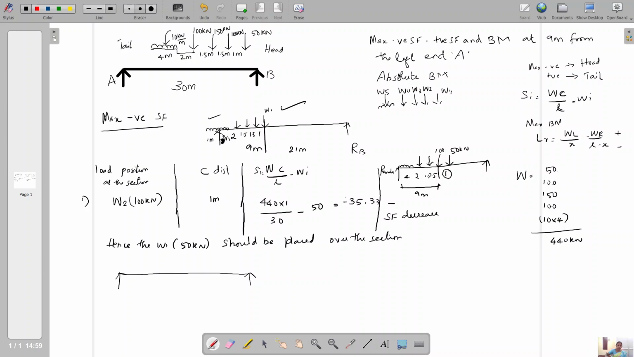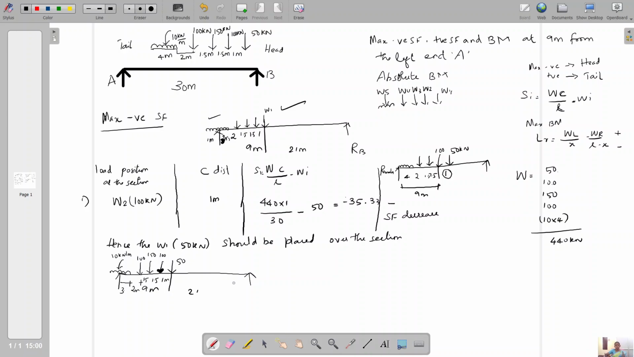So this diagram you can use. Mark the section 9 meter, 21 meter. Place 50 kilonewton and the next loads, the third and fourth load, and some portion of the UDL will be beyond the section. This span is 3. Here it is 2 meter, 1.5, 1.5 and 1 meter. Okay, so you clearly specify the distances, and I am going to mark the loads 100, 150 and 100 and 10 kilonewton per meter.